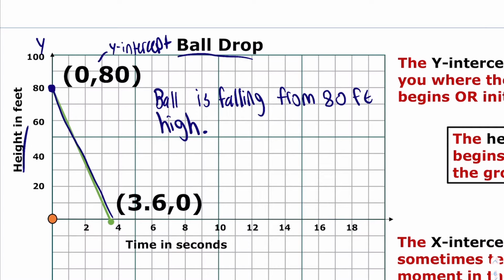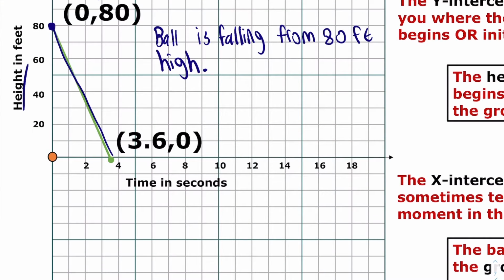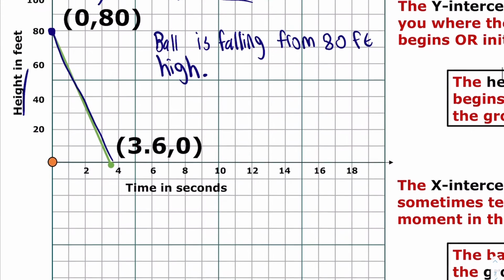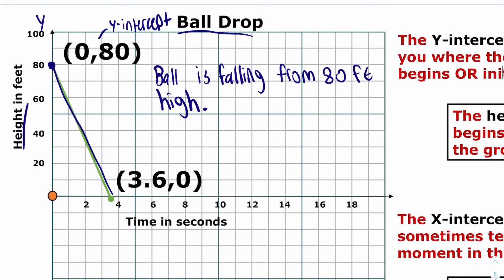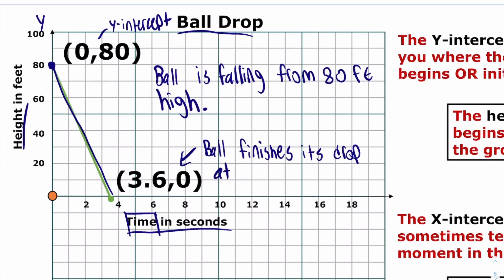Let's look down here. We have the number 3.6, and there's all of these negative numbers below 3.6, comma 0, but none of them are included. So what that means is that the ball is finishing its drop there. So that is the time that the ball is done dropping. And that's actually the x-intercept.